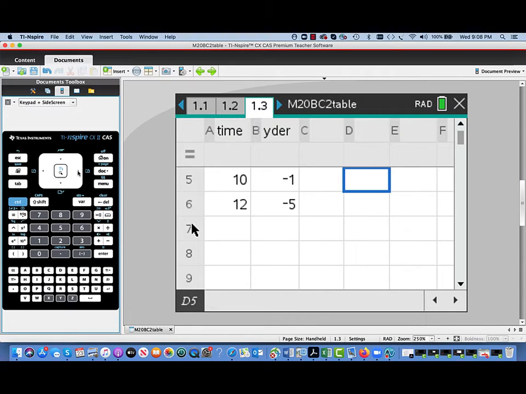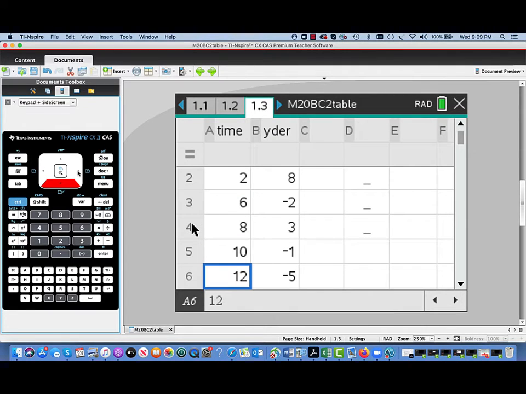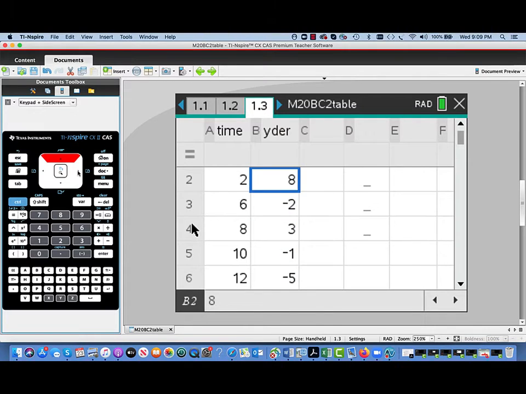Now on this page, we've got a list in spreadsheets, and we've entered our table of values. So I've got a column labeled time. These are the time values. And we also have a column labeled YDER for y derivative. So these are our y prime values. And these are the only values we know for y prime.